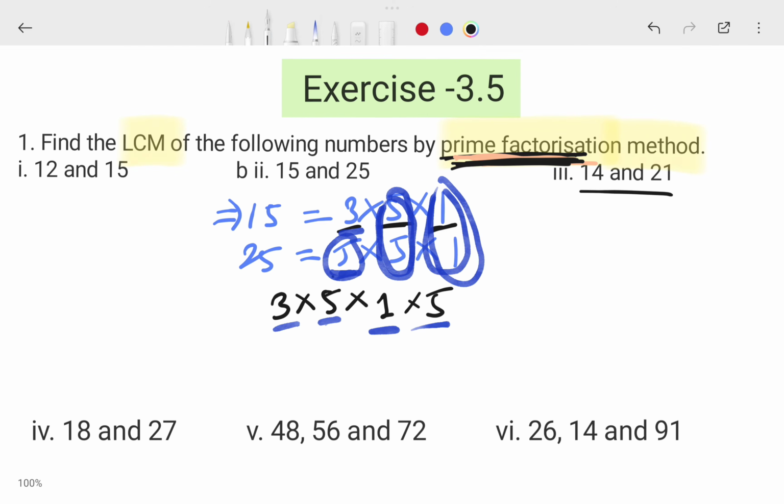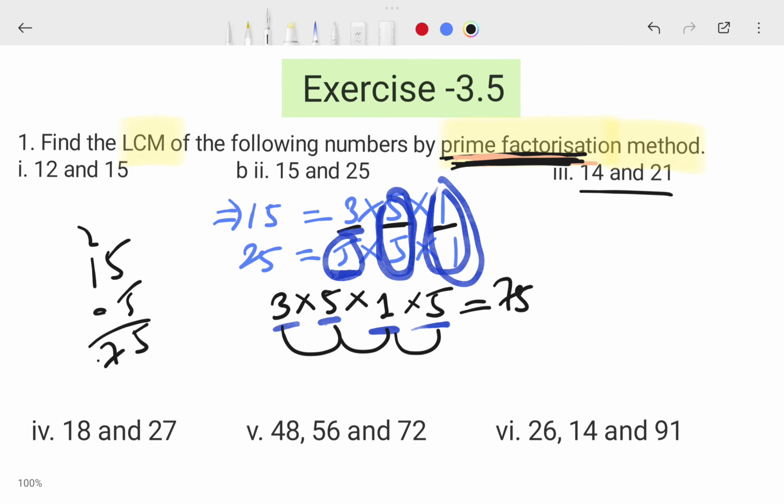So after that you can multiply. Now you can multiply: 3 5s are 15, 15 1s are 15, 15 5s are, what will it be? If you multiply 15 by 5, then it is going to be 75. 15 5s are 75. I hope it is clear to you. So the answer is 75.